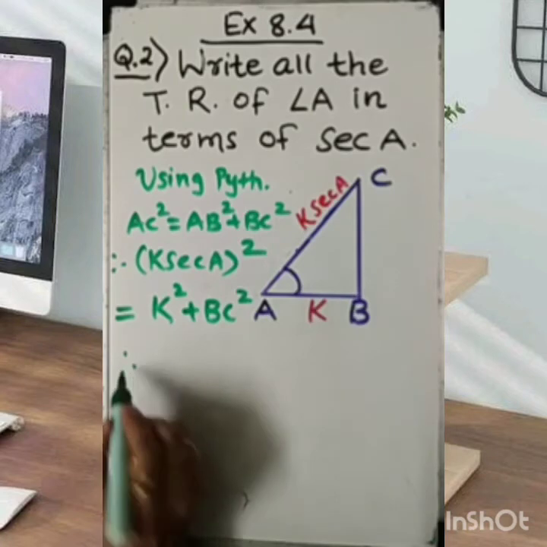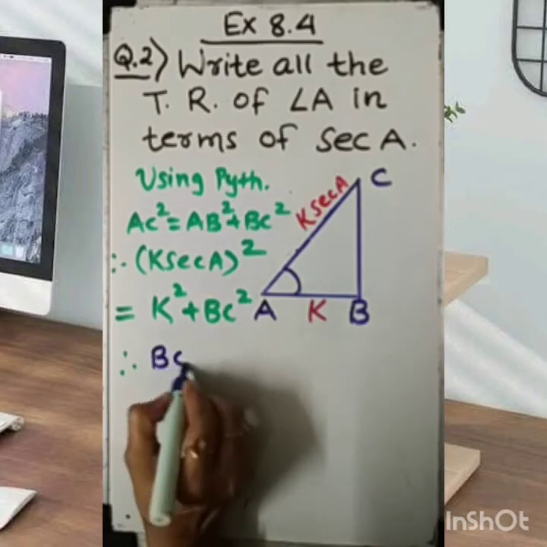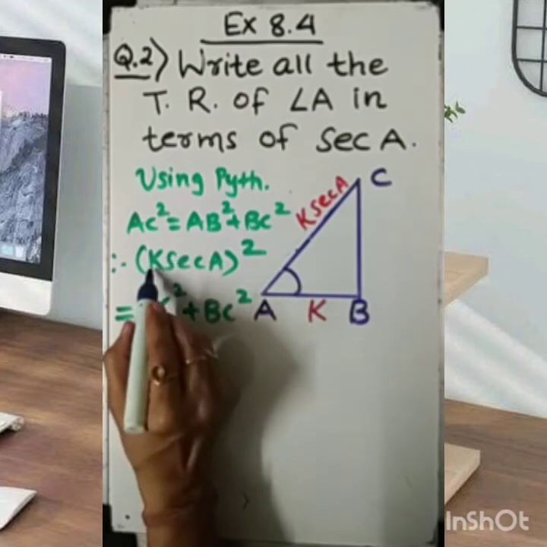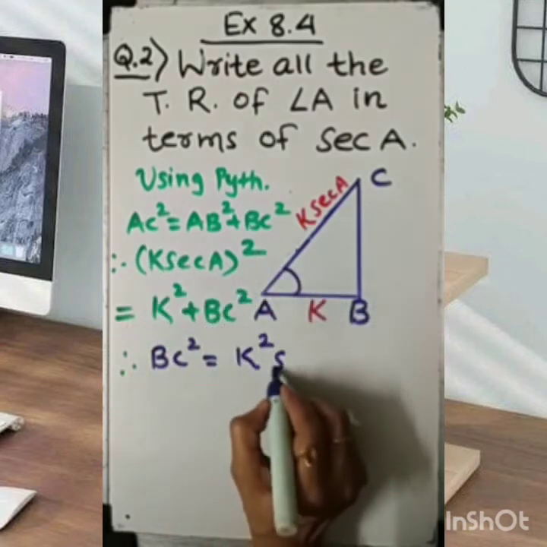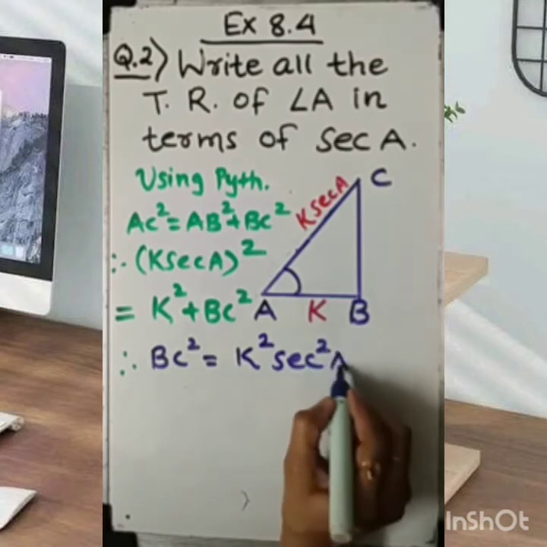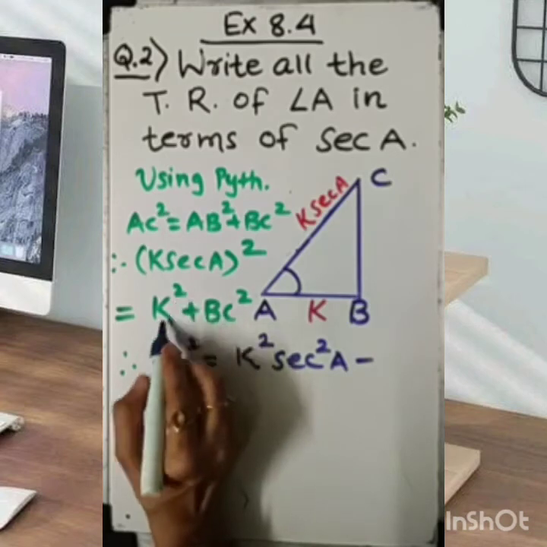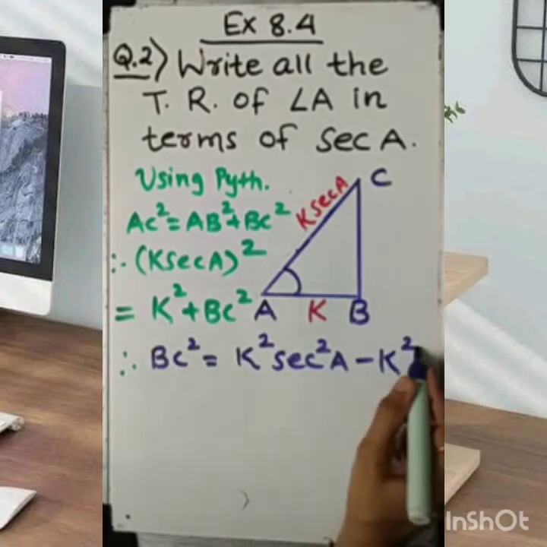Now what I am going to do next is make BC square the subject. So dear student, here BC square, if I make it the subject, then the square of this side, K into sec A whole square, means K square and sec square A, so K square sec square A plus, this is K square on this side. If I bring it to the left side, it will become minus K square.